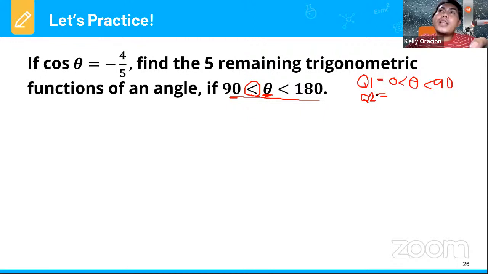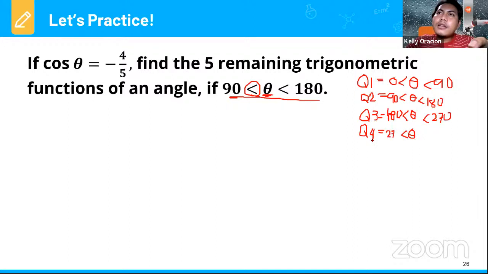So quadrant 1, theta is greater than 0 but less than 90. For quadrant 2, theta is greater than 90 but less than 180 degrees. For quadrant 3, theta is greater than 180 but less than 270 degrees. And lastly, quadrant 4, theta is greater than 270 but less than 360.